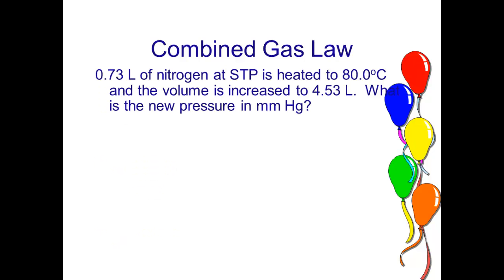0.73 liters of nitrogen at STP is heated to 80 degrees C and the volume is increased to 4.53 liters. What is the new pressure in millimeters of mercury? What's STP stand for? Standard temperature and pressure. What's standard temperature? Okay, what's standard pressure? Well, if you don't know, look back on the chart, that very first chart we filled out. Standard temperature is 0 degrees Celsius, which would be how much in K? 273.